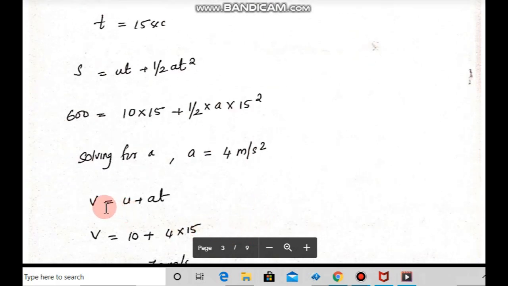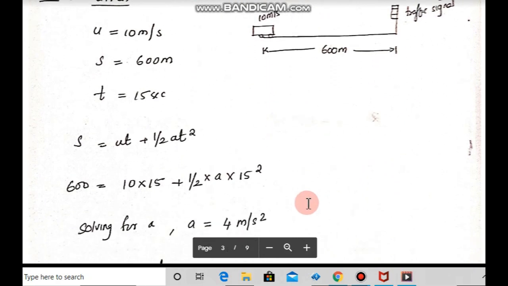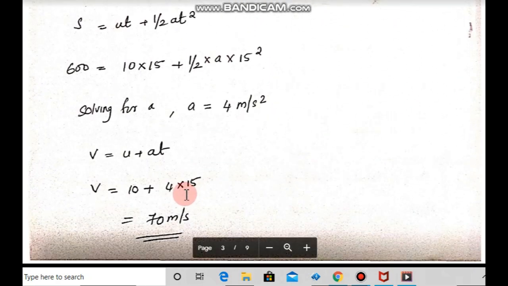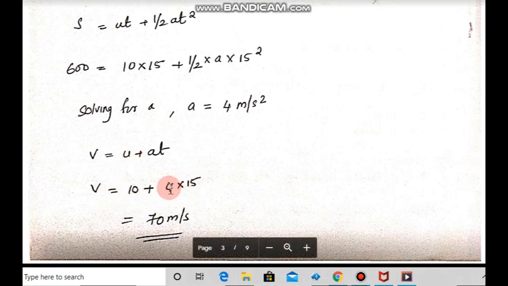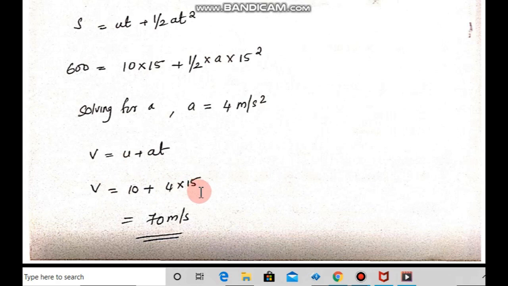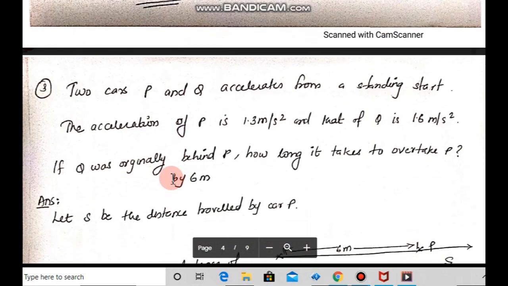Again, the second equation we can use is V is equal to U plus AT, because the second question is the speed of the car as it passes the traffic light. So it will be the final velocity when it passes the traffic light. U is 10, acceleration is 4, into time is 15, so 70 meter per second. The time for changing from red to green is the time we have here, so we have to utilize that to do the problem. Okay, so now let's move on to the next problem.